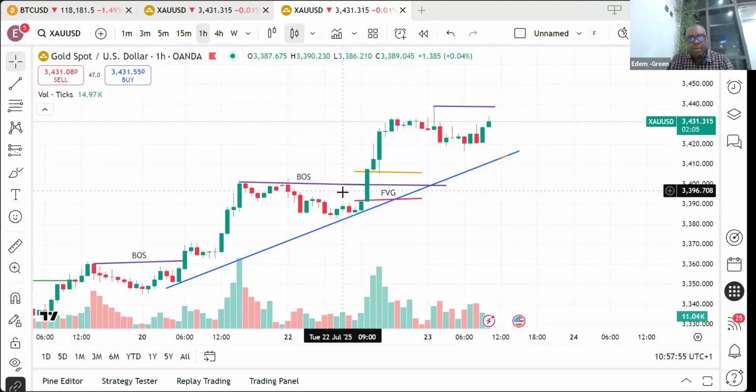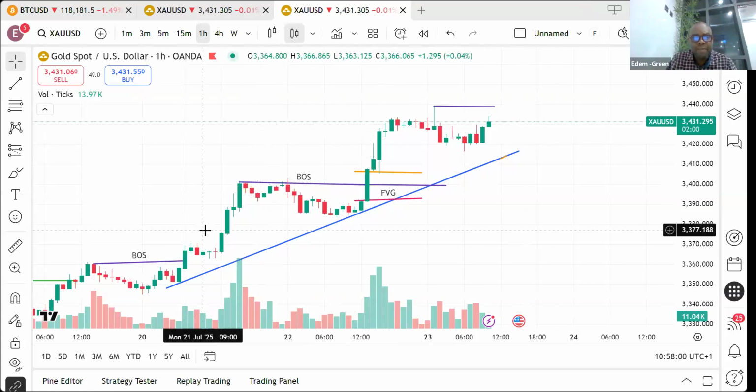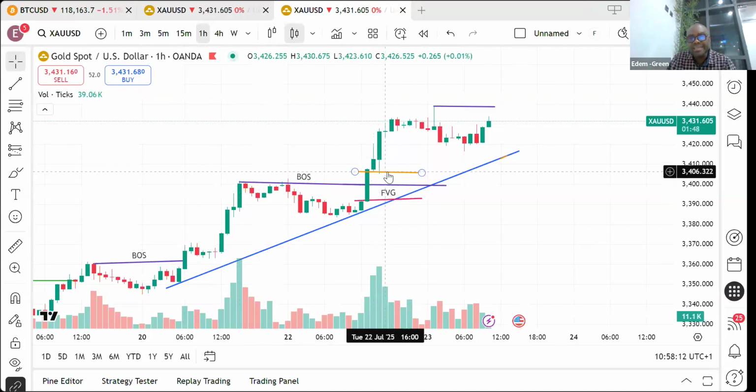Thereafter, you look at where you have breaks of structure. Any fair value gap identified around a break of structure gives you very high probability trades. Manually, you use 3 candles to identify your fair value gap. In identifying, you see that the first and the third candles, wick or body, do not overlap each other. That way you are good to go.